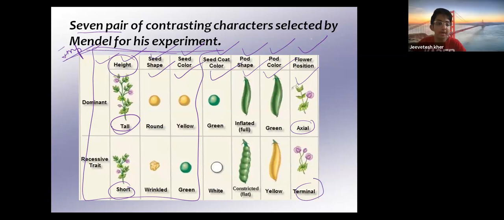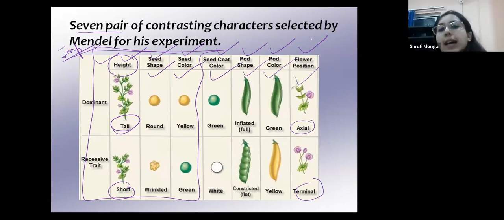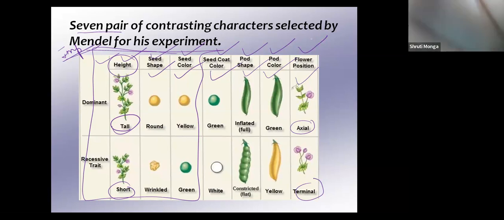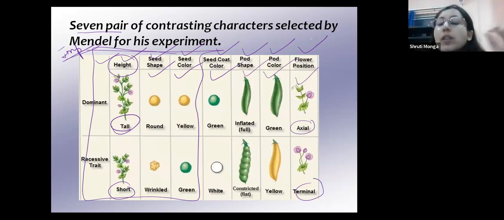In your syllabus it is still there, but I think the mention is there. The mention of the traits: height, seed shape, seed color, seed coat color, pod shape, pod color, flower position. Only the names, the contrasting traits.